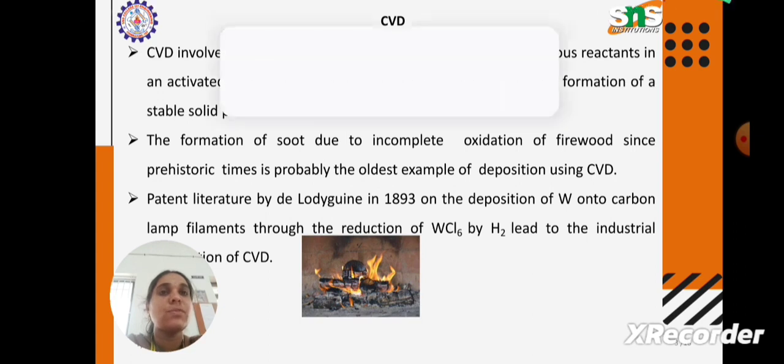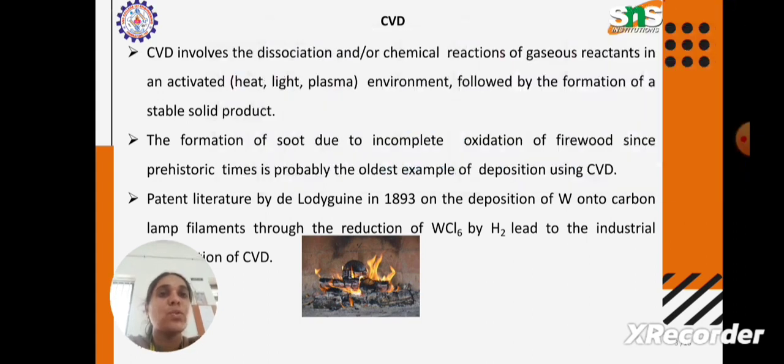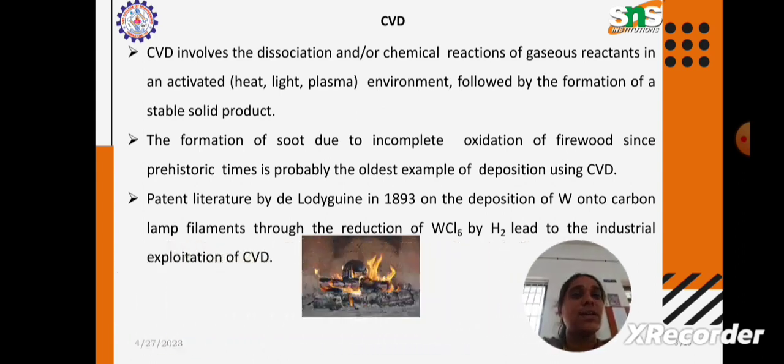The formation of soot, due to incomplete oxidation of firewood, is probably the oldest example of deposition using CVD. Patent literature by D. Lodyguine in 1893 describes the deposition of tungsten onto a carbon lamp filament through the reduction of tungsten chloride by hydrogen, which led to the industrial exploitation of CVD.